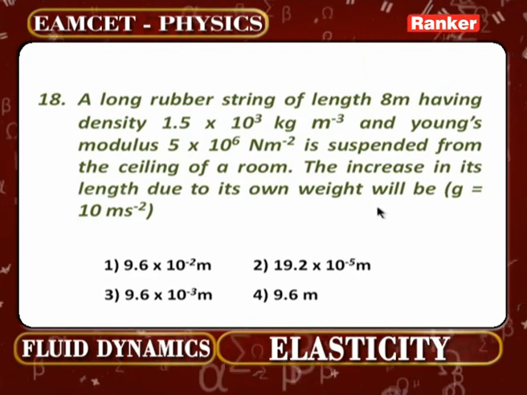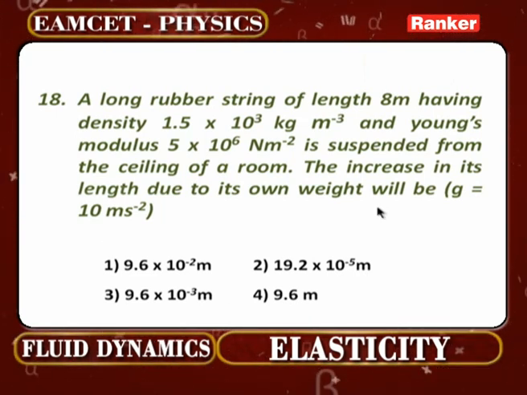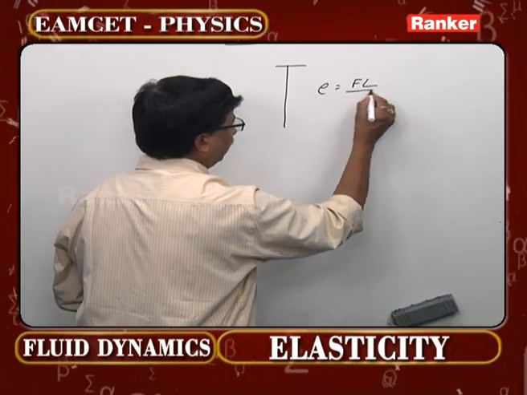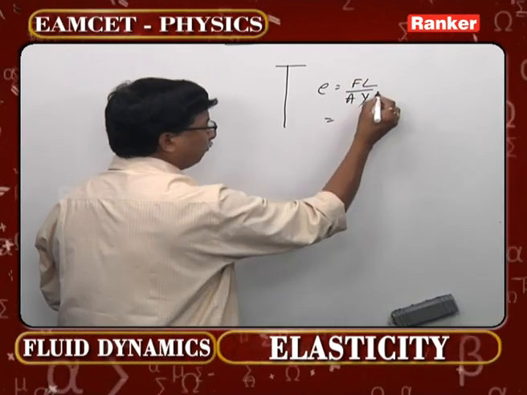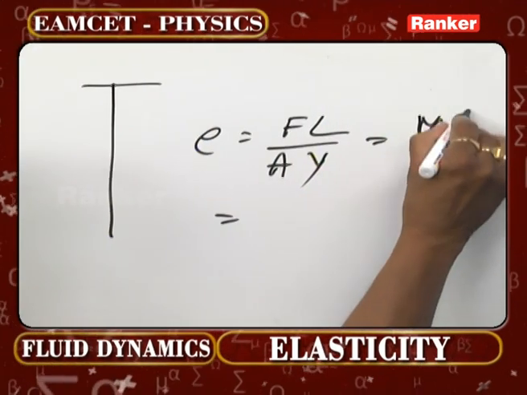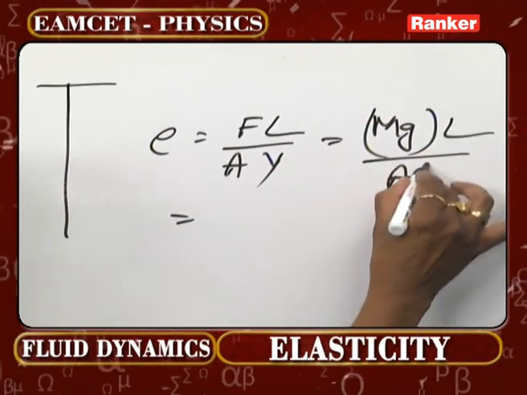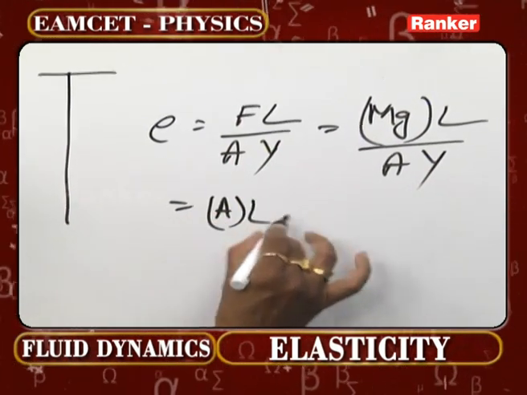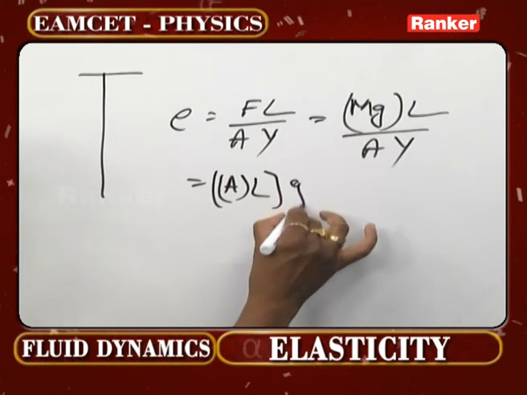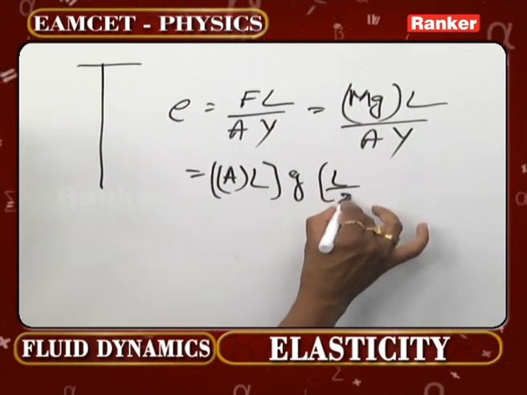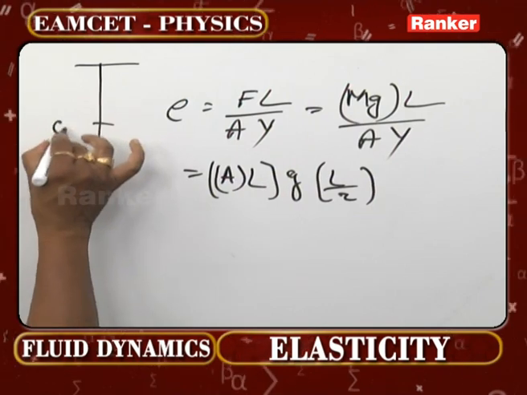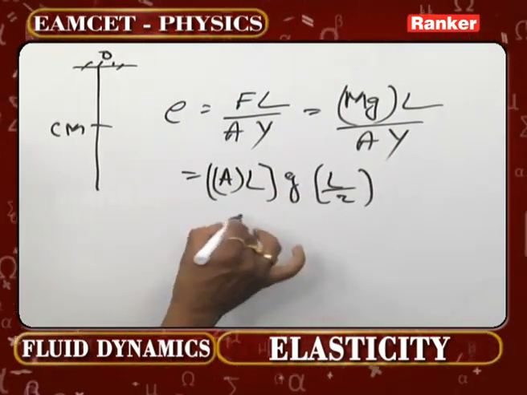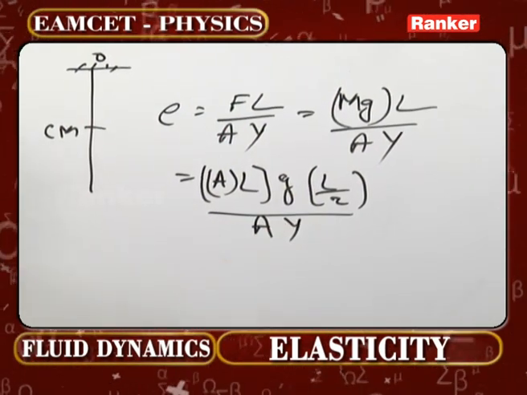In fact, due to its own weight means this is the wire, for example. You know very well elongation is FL by AY. That is the formula. But F is to be taken what? Mg into L by A into Y. What is M here? It is nothing other than base area into length into density into the value of G. And the length to be taken is with respect to the center of mass, so it should be taken L by 2 by A into Y.